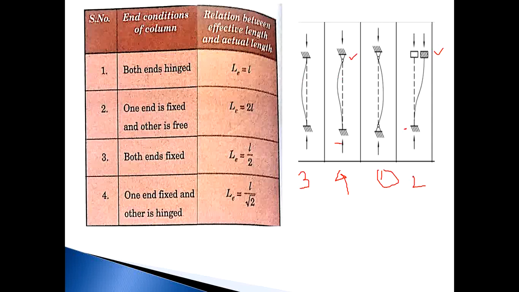Once again I repeat, if both ends are hinged, L effective will be L. If one end is fixed, other end is free, then L effective is equal to 2L. Both ends fixed, L effective is equal to L by 2. And one end fixed and other end hinged, L effective will be L by root 2. These four end conditions are most important for analysis of column.